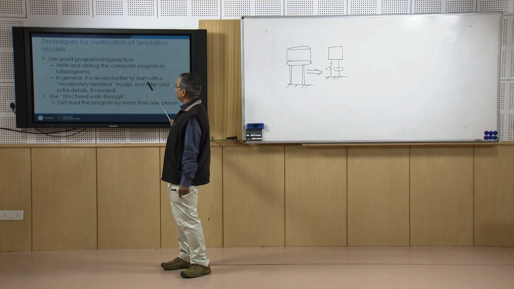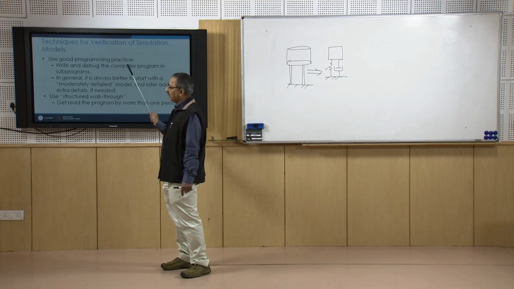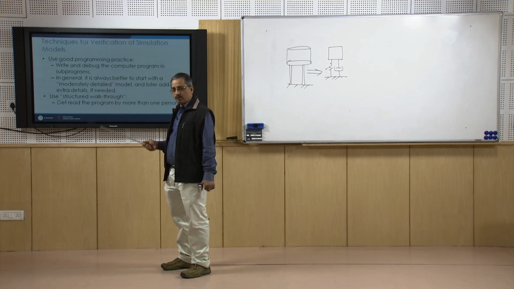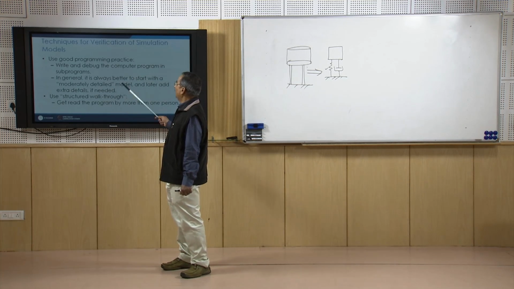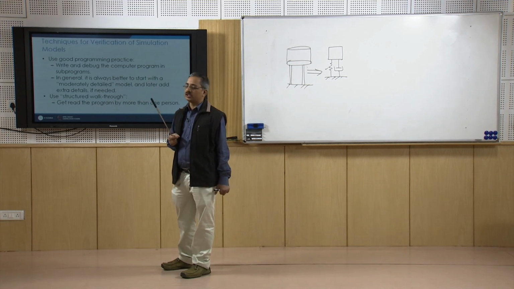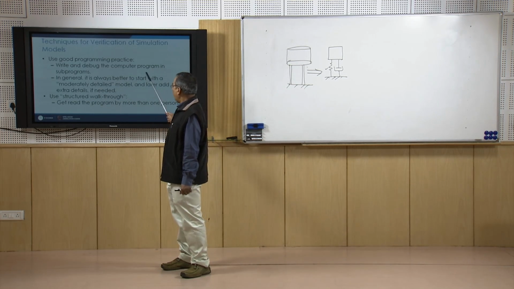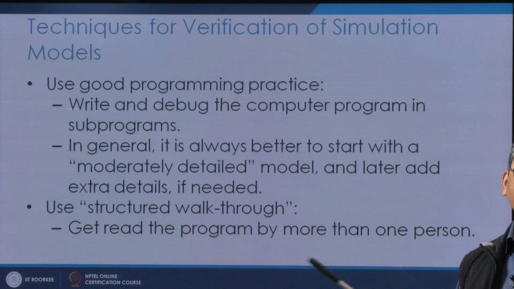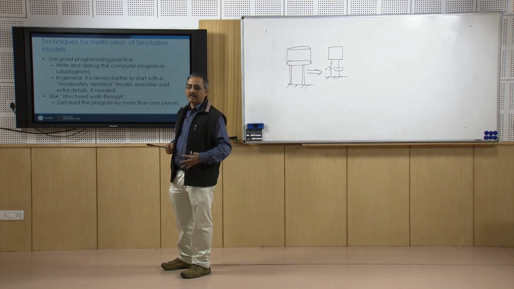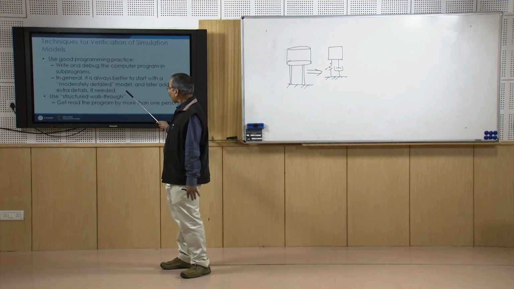So, this is the general suggestion. These are the good programming practices: that you provide a good number of comment statements, write the program using small modules, and start with a moderately detailed program, and when you are confident about your program, then of course you can go on adding the extra details.